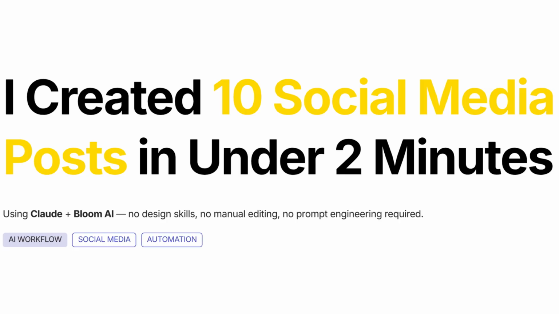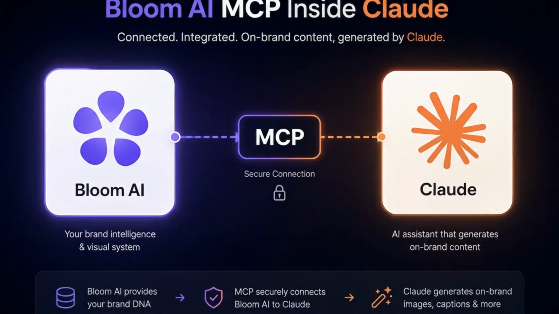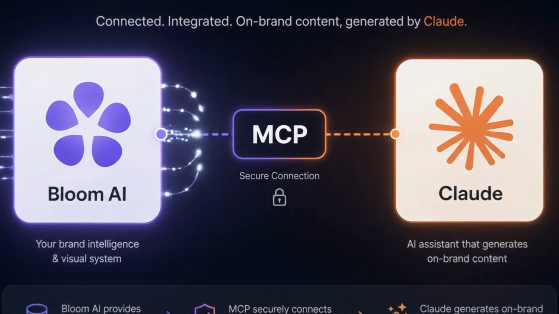In this video, I'll show you exactly how I created 10 on-brand social media posts in under 2 minutes using Bloom AI's MCP inside Claude. No graphic design skills, no Canva, no Photoshop, and no complicated prompt engineering. Just one conversation with Claude and a single prompt to generate content that's already aligned with your brand. Let me show you exactly how it works.